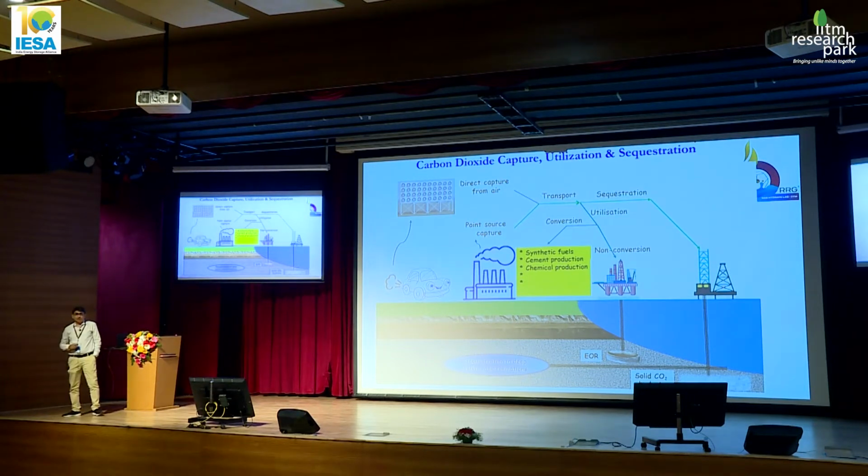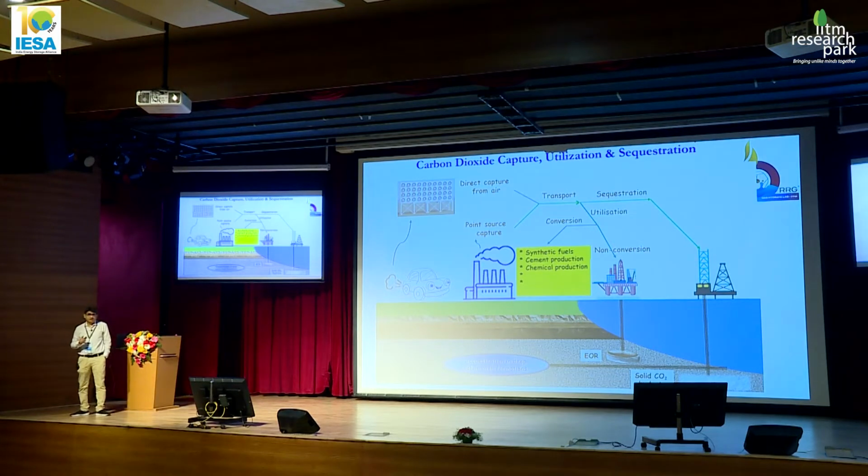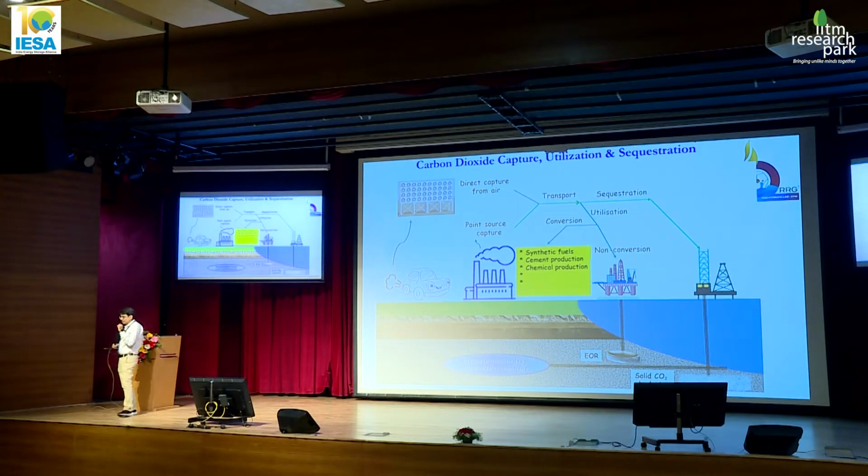CO2 is a very large molecule. It has high potential energy, very low kinetic energy, so it's relatively easy to capture CO2. But the problem is that since one molecule of CO2 is surrounded by 10,000 molecules of nitrogen, and nitrogen being a very small molecule, it constantly bombards the CO2 molecule and does not allow it to rest.